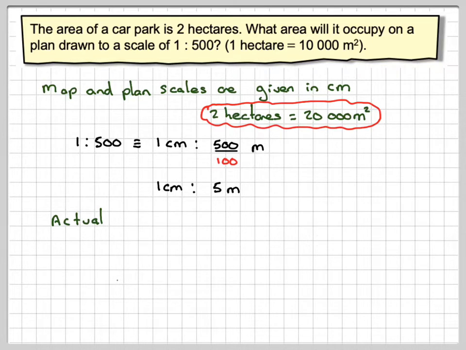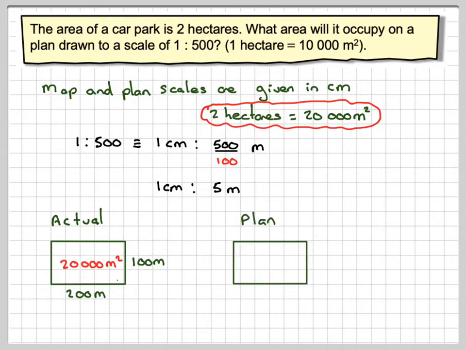Now, if we draw a rectangle to represent an area of 20,000 metres squared and put some dimensions in, the dimensions we can put whatever we want, but an obvious one would be 200 metres by 100 metres. And then if we look at the plan, in order to get this length on the plan, we would need to divide it by 5, because that's a scale. So we divide that by 5, we'll get 40 centimetres. And if we divide 100 by 5, we will get 20 centimetres.